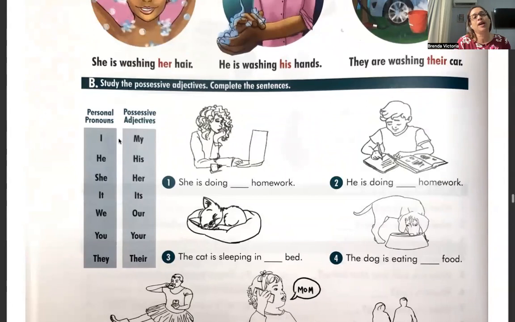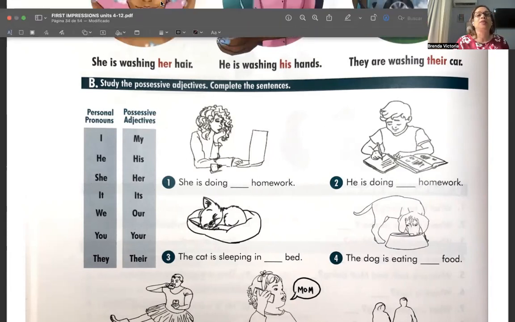Remember that if we have I, the possessive would be my, for he would be his, for she would be her, for it would be its with S, no apostrophe. We, our, you, your, and they, their. La primera columna, the first column, son los pronombres personales. And the second column, la segunda columna, son los possessive adjectives. Adjetivos posesivos indican posesión. Okay.